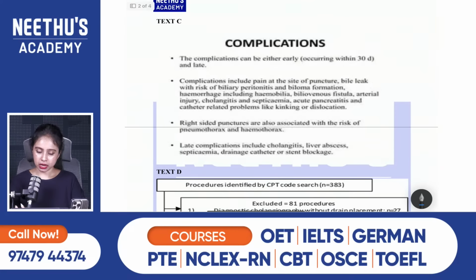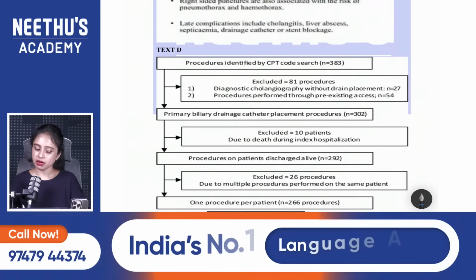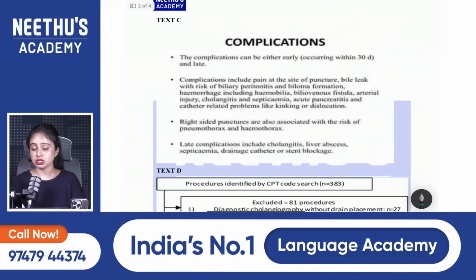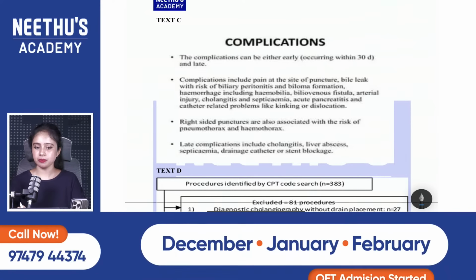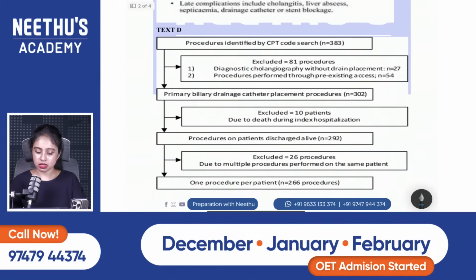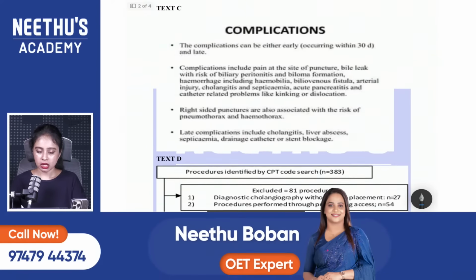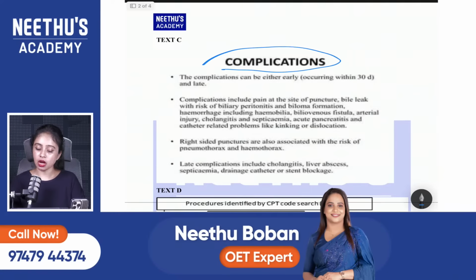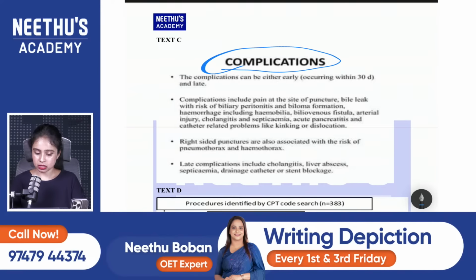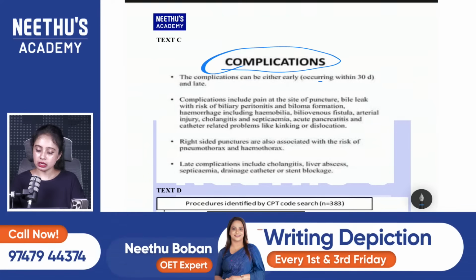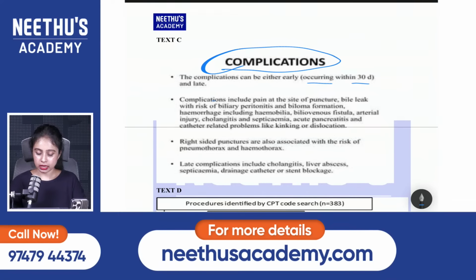Now it's time for part C. As you can see here in part C, we have two different texts, pictorial. One is a box and another one is a flow chart. So what is inside the box? It's all about the complications and risk factors. The complications can be either early, occurring within 30 days, or late.